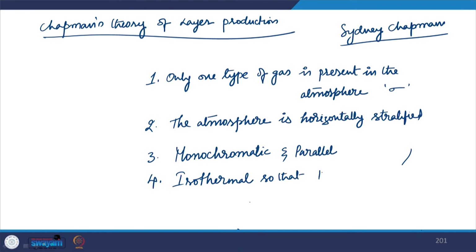The scale height is H equals kT by mg. So we are not taking any variations in g. That means throughout this height of, let us say, 250 kilometers or 400 kilometers, we do not say that g changes appreciably.